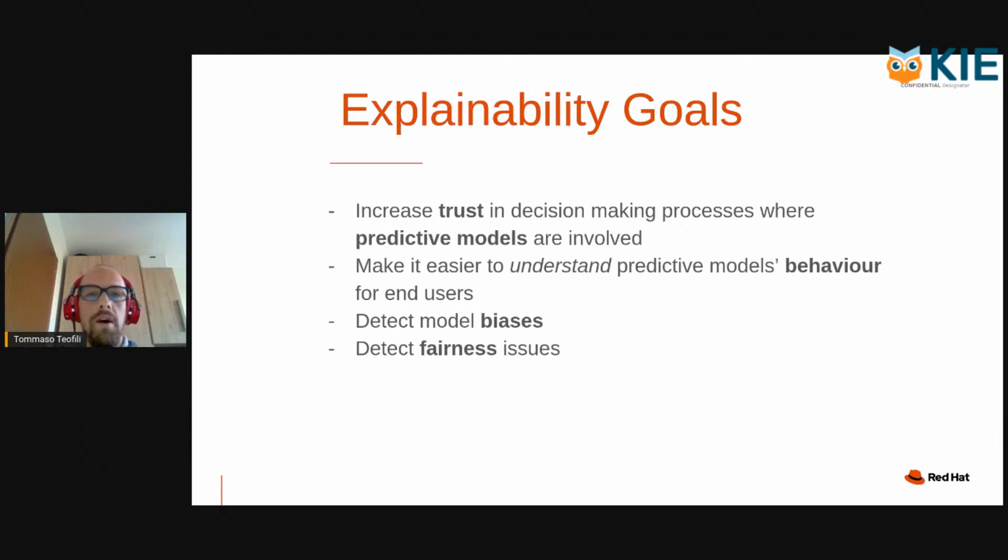So as we said, goals of explainability are increasing trust in the decision-making processes where predictive models are involved. They want to make it easier to understand the behavior of predictive models for end users. And as a bonus, we want to be able with explainability to detect any possible bias in the model, or eventually detecting fairness concerns.